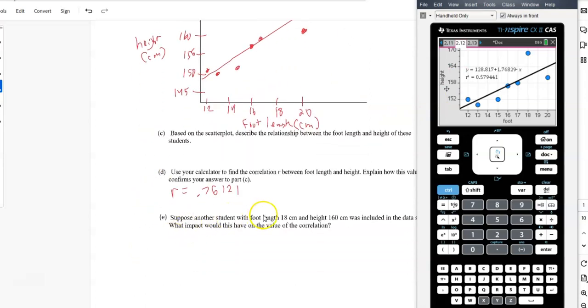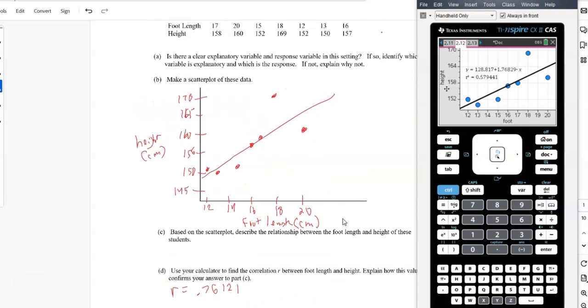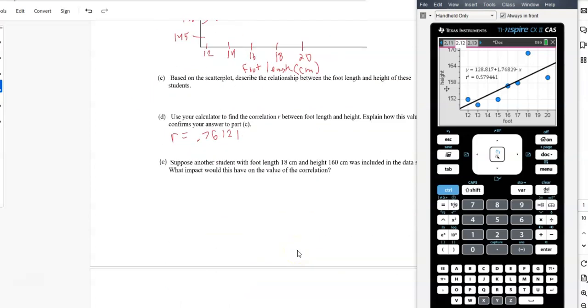Suppose another student with a foot length of 18 and 160. So 18 and 160, that's right about, wow, that's right about on the line. Pretty close. That's 18, 160. So that point's pretty much on the line. So is R going to increase? I'm not sure what they're asking here. Well, R will increase. The R will get a little bit bigger.